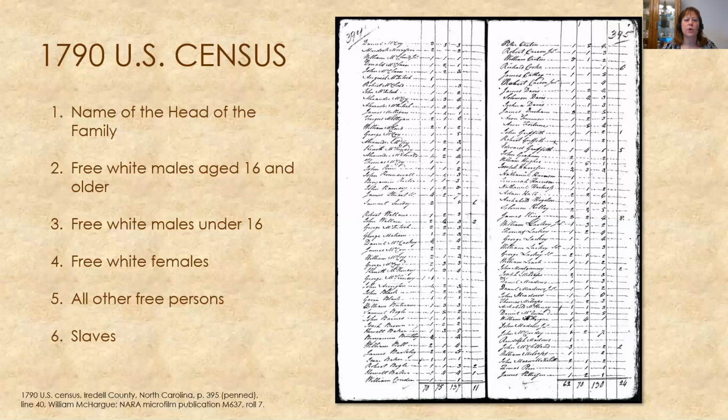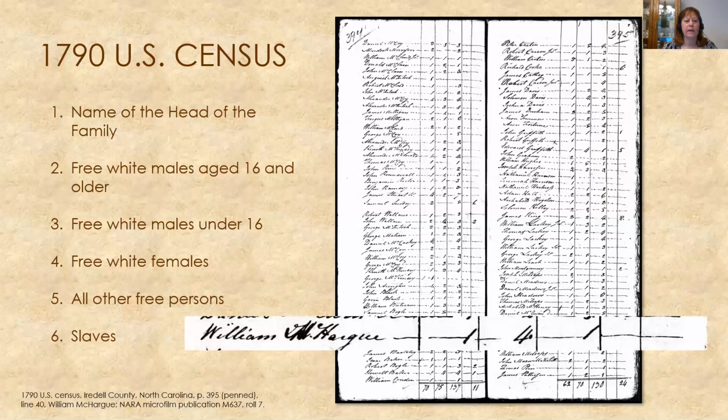The census schedule shown here is from Iredell County in North Carolina, which includes my ancestor William McHarg near the bottom of page 395. Based on the questions the marshals were instructed to ask, we find that William McHarg was head of the family, and included in his household were 1 free white male age 16 and older, 4 free white males under 16, and 1 free white female. There are no other free persons and no slaves in William's household.